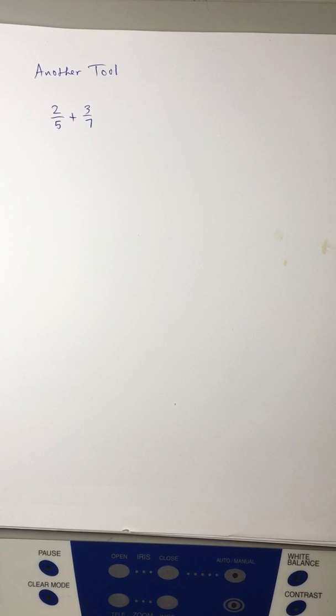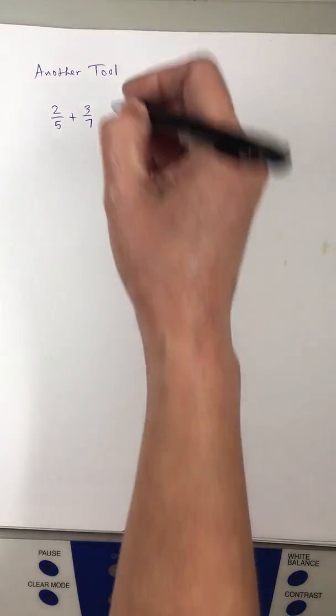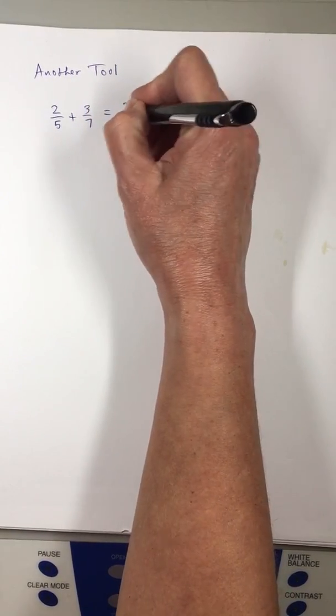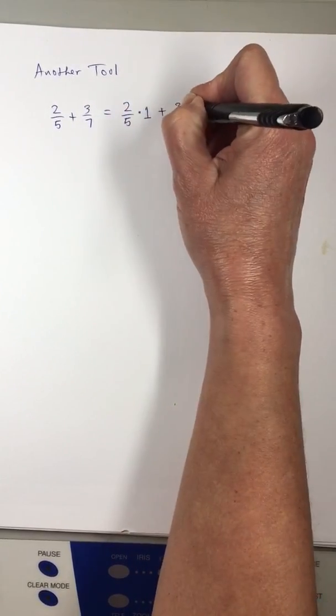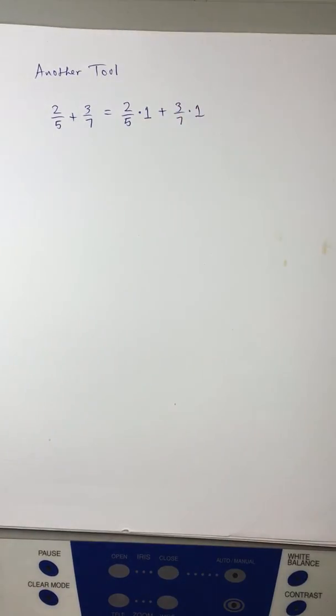I want to add those two fractions, but I am going to meticulously put the steps you need for this. Well, what do you need to do? You need to get a common denominator, and the common denominator is going to be 35. But I'm going to write all the steps. All right, I'll have 2/5 times 1 plus 3/7 times 1. I probably didn't need to write that step.